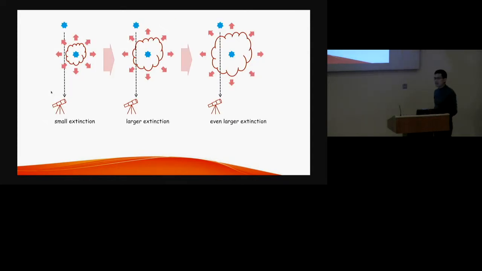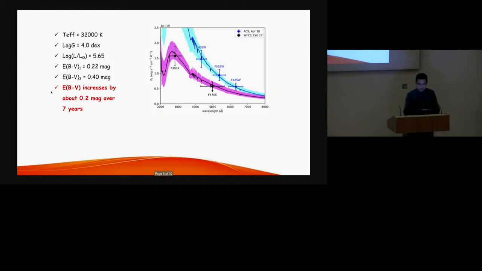So if we consider such a scenario that the newly formed dust and the dust material expand, and when it reaches the line of sight between the star and the observer, it continues to expand, we will observe a larger and larger amount of extinction. If we adopt such an assumption, we can provide a very good fit to the observational data. For instance, here the red and the black lines correspond to a hot supergiant, but they have different extinctions. The extinction increased by E(B-V) equals 0.2 over 7 years.